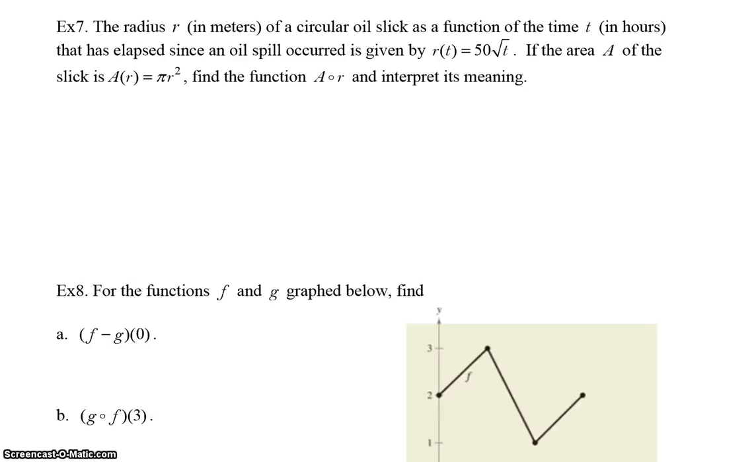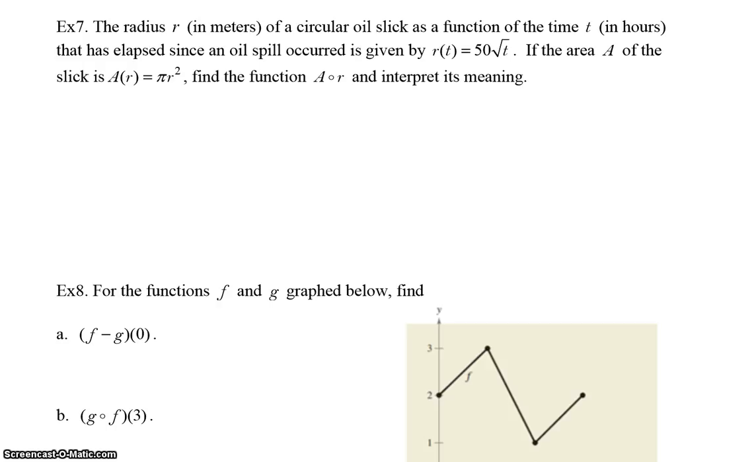We now continue with the section 2.8 notes with example 7, which is an application of a function composition. The radius r in meters of a circular oil slick as a function of time t in hours that has elapsed since an oil spill occurred is given by r of t equals 50 times the square root of t. If the area A of the slick is A of r equals pi r squared, just the formula for the area of a circle, find the function A composed with r and interpret its meaning.